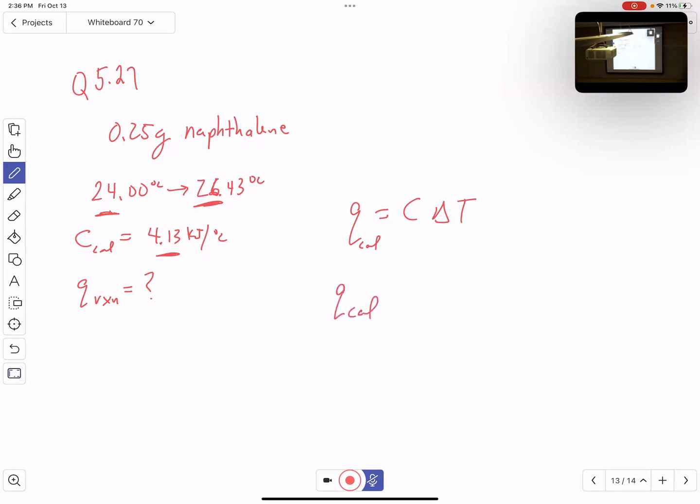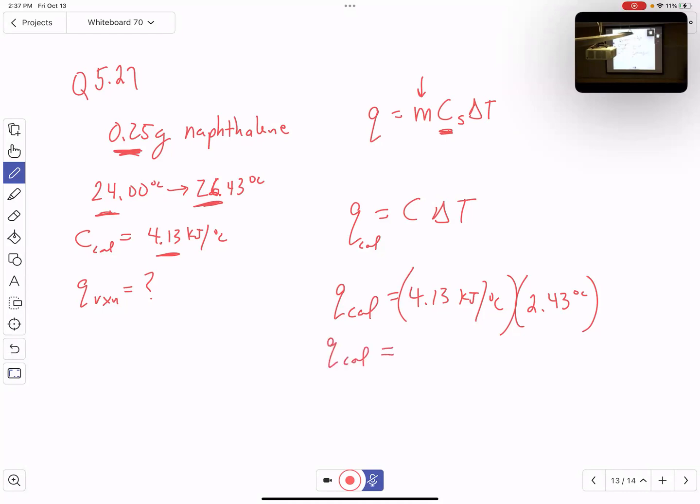So Q for the calorimeter is 4.13 kilojoules per degree Celsius, and our delta T is final minus initial, so 26.43 minus 24. It's just 2.43 degrees Celsius. We can't use Q equals m c delta T because, yes, we're given a mass of naphthalene, but we don't know the specific heat of naphthalene. We don't know any temperature change of naphthalene. So we can just use Q equals C delta T. So multiply those together.